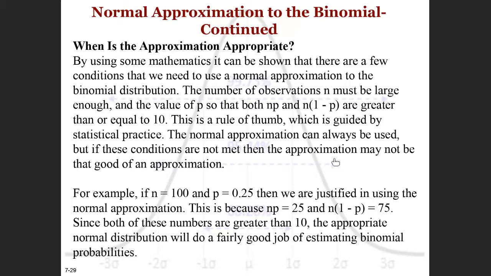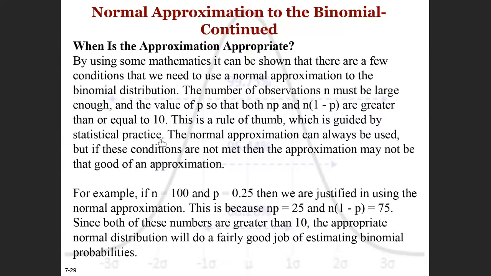So when is using the approximation appropriate? By using some math, it can be shown that there are a few conditions that you need to use a normal approximation to the binomial distribution. The number of observations must be large enough, and the value of p such that both n times p and n times 1 minus p are greater than or equal to 10. This is a rule of thumb, which is guided by statistical practice.